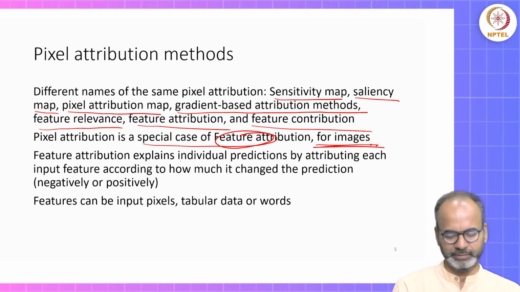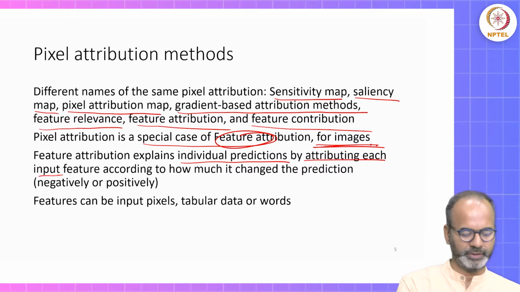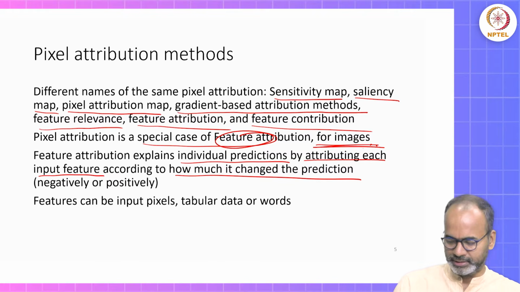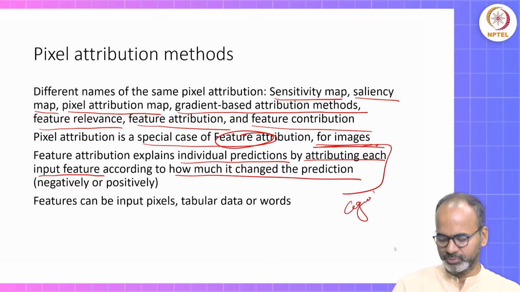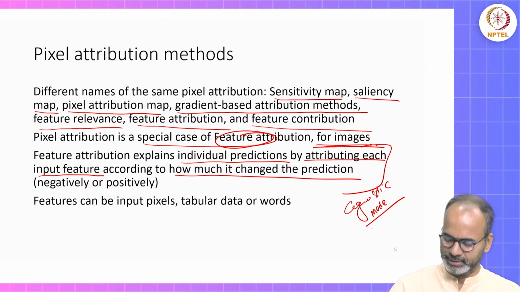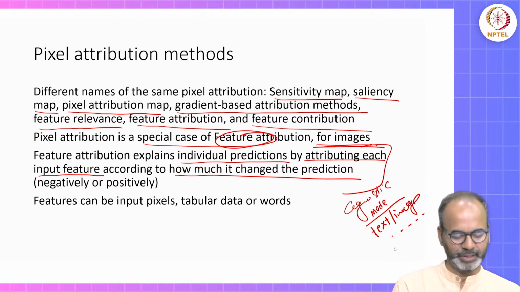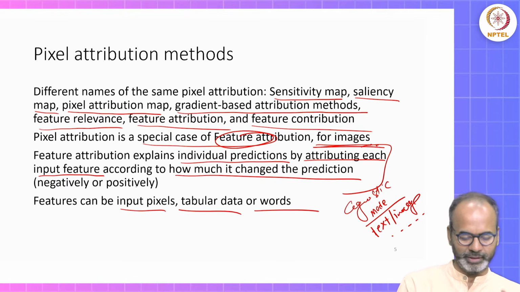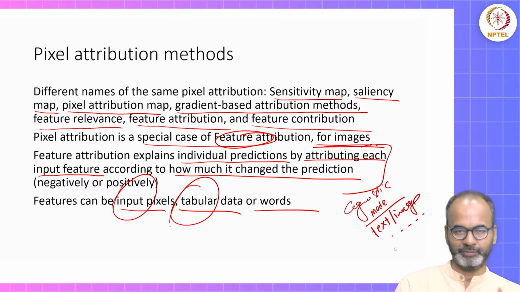Feature attribution explains individual predictions by attributing each of the input features according to how much it changed the prediction. That's the idea. This is agnostic to the mode, which is text, image, video, etc. Features can be input pixels, tabular data, or words. Any of these could be input data, and the feature attribution could be features of the images, features of the table that is provided, or features of the words that are provided.